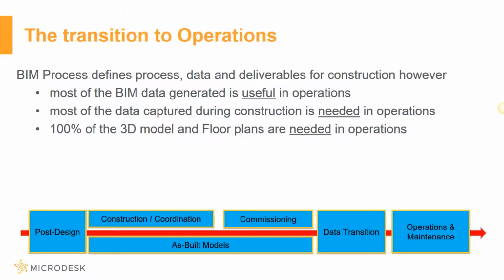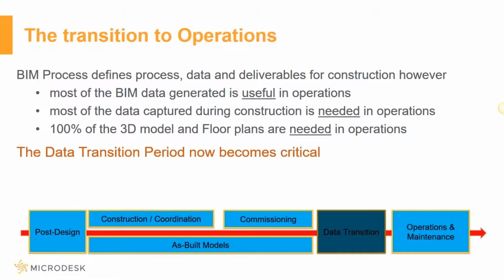And so really what we're looking at now is the data transition process. And when we look at this in this sort of linear timeline here, really the linchpin in all of this is the data transition period. It's the link between your as-built models and your operations and maintenance. So what does the typical timeline for data transition look like?